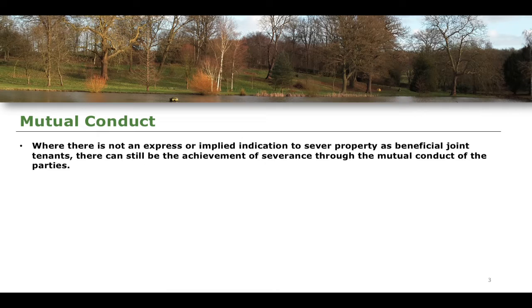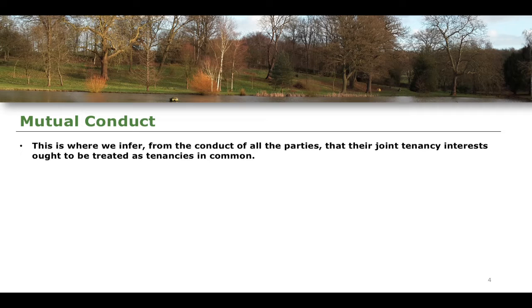So mutual conduct is very similar to mutual agreement in the sense that it has to be done mutually, simply put. It's an agreement that is made between the joint tenants, but it's where there is not an express or an implied indication to sever the property, like with mutual agreement. As the beneficial joint tenants, there can still be the achievement of severance, though, through the mutual conduct of the parties. So it can be implied that through the conduct of the parties, severance still takes place.